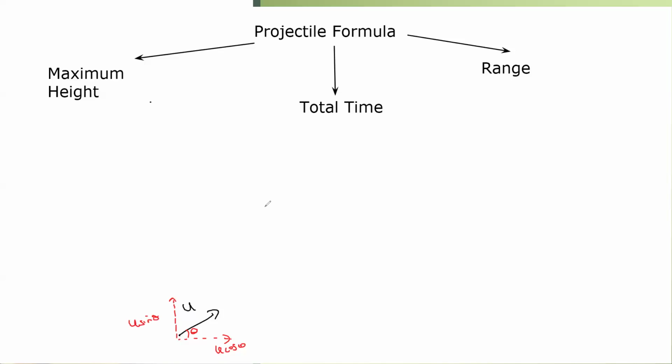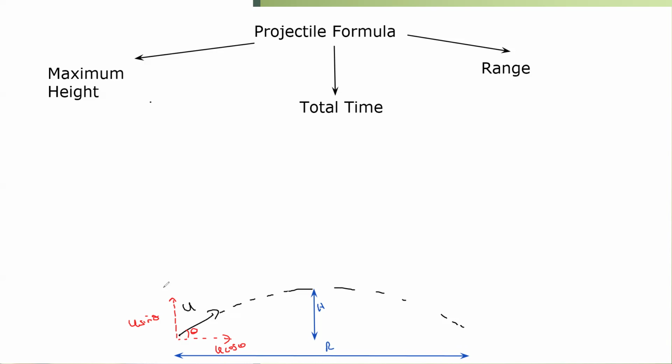Now, the trajectory or the path which the projectile follows, and it returns. The maximum vertical displacement is called the height, and the maximum horizontal displacement is called the range of the projectile. So this is the height of the projectile, and the horizontal distance is the range of the projectile.